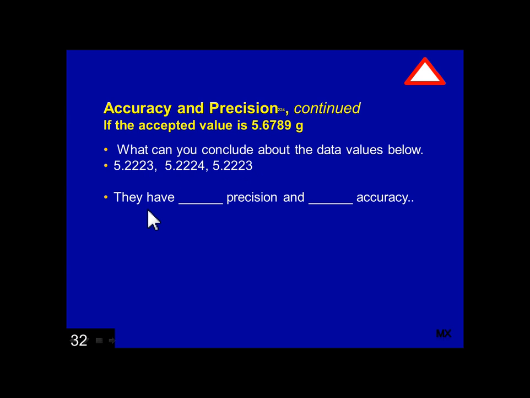So according to this criteria, how would you finish this sentence? They have blank precision and blank accuracy. You'd say they have good precision but poor accuracy, because even though they're very close to each other, they're not close to the accepted value.